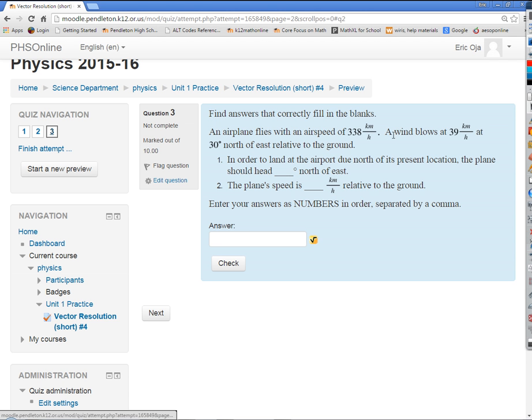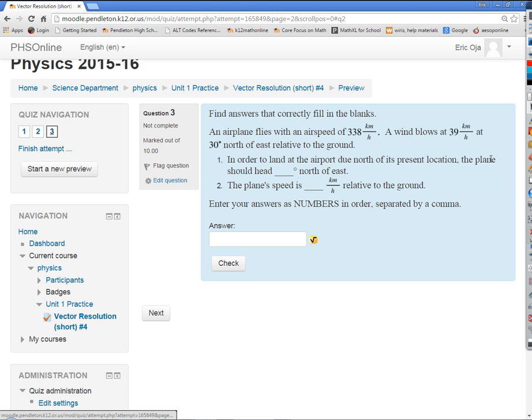So, an airplane flies with an airspeed of 338 kilometers per hour. A wind blows at 39 kilometers per hour at 30 degrees north of east relative to the ground. So picture that, right? So we don't know anything about the direction of the plane yet. This is the wind blowing like that. In order to land at the airport due north, so we want the plane to go due north, this is asking, how should it steer? In what direction should the captain point the plane in order to go due north?